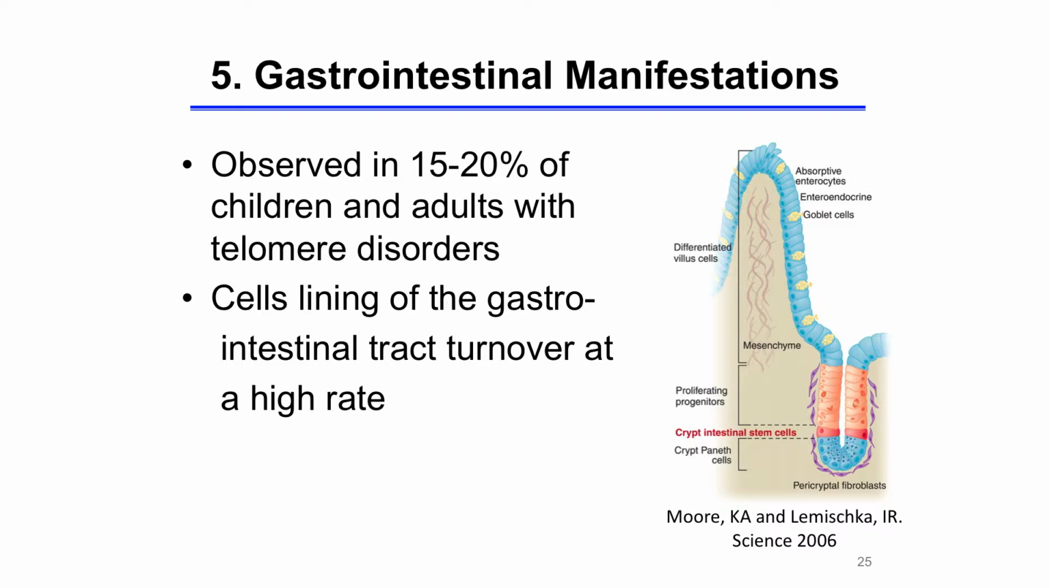It's reported that between 10 to 15% of children and adults with telomere disorders will have some complaint related to the GI tract. And what we know about the GI tract, very much like the bone marrow, is that there's a lot of cellular turnover, right? So it's constantly turning over. And you can imagine that could be associated with progressive telomere shortening because there are so many cell divisions that need to happen. So it's not surprising that the GI tract itself would be affected in the telomere disorders.